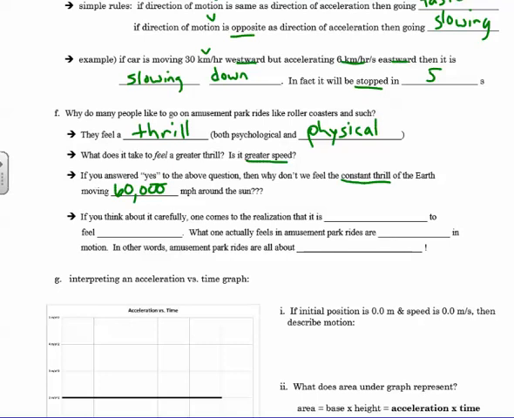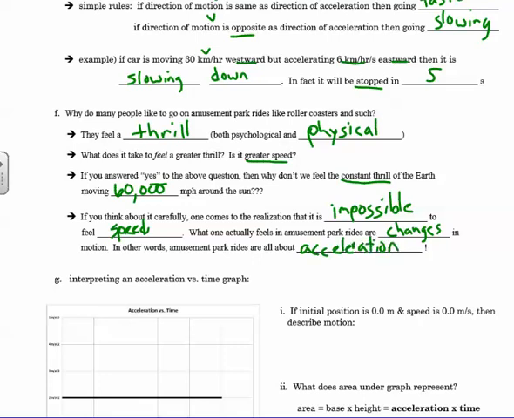But rather, you realize that it is impossible to feel speed. That's a really weird concept. If you've ever been in an airplane and you're just sleeping or relaxing, you can't feel the plane moving at, let's say, 600 or 700 miles per hour. In fact, if you woke up and you didn't hear the engines, you wouldn't know whether you were not moving or moving at a constant speed. So it's the same thing with an amusement park ride. When you're on an amusement park ride, what you feel are changes. The more sudden, the more thrill. Changes in motion. In other words, amusement park rides are all about acceleration.